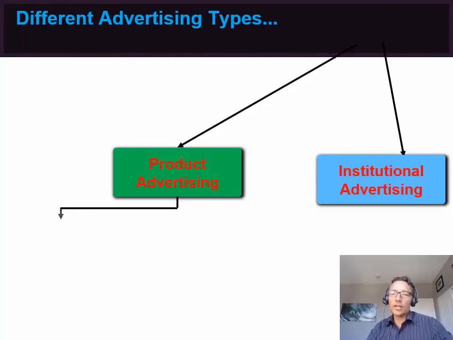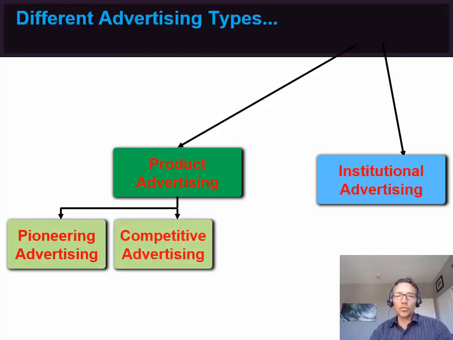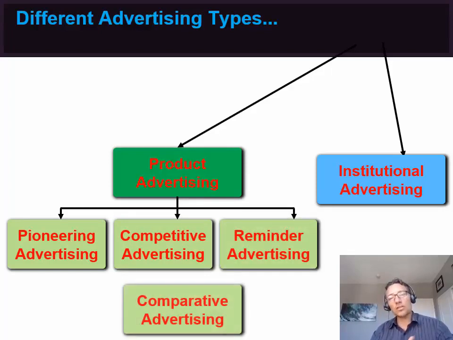All right, so this slide talks about some of the common different types of ads. And there's really 2 main categories. Most of the advertising that we see is product advertising. They're promoting a specific product. And there's a second category that's called institutional advertising, and I'll get to that in a minute. But let's talk about the product advertising first. So under product advertising, you can have a pioneering ad, a competitive ad, or a reminder ad.